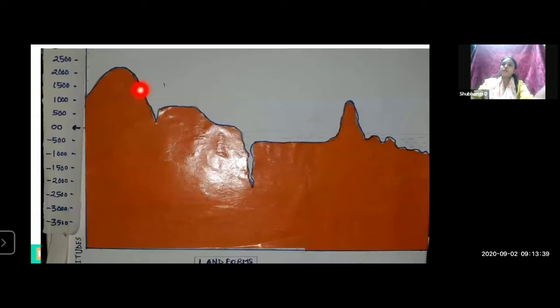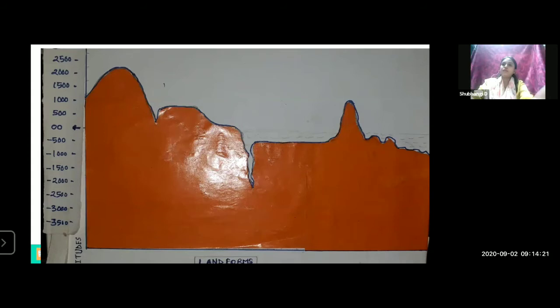First, let us see the landforms on the land. This part we call a mountain. These are landforms that are higher than the surrounding area. These are valleys, the low areas between hills and mountains. Now you can also see this flat structure, which is called a plateau or hilltop. Apart from these landforms, we also have deserts, coasts, plains, etc.